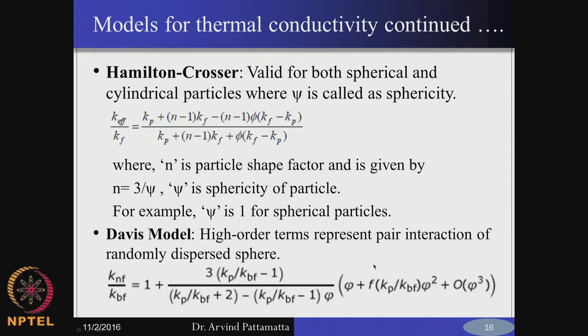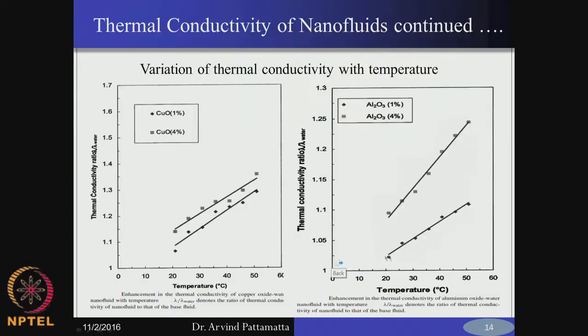So, you see that these are the fundamental models used widely to predict the effective thermal conductivity of the nanofluid as a function of the volume fraction. But a very important behavior is the variation with temperature, which none of these models can account for. The variation in temperature is very clear.